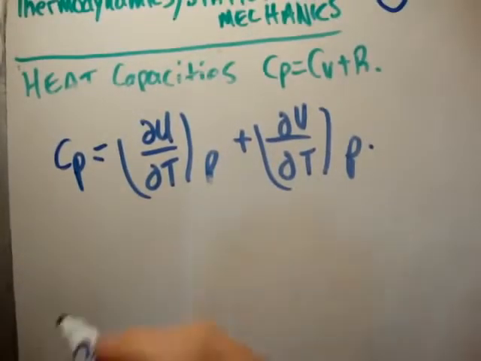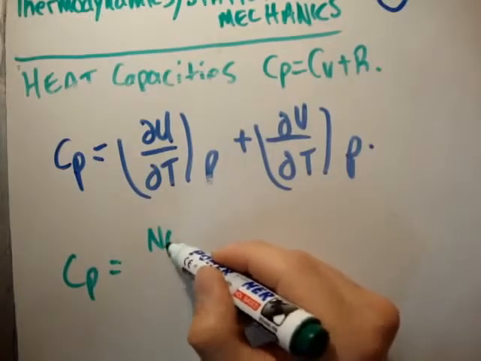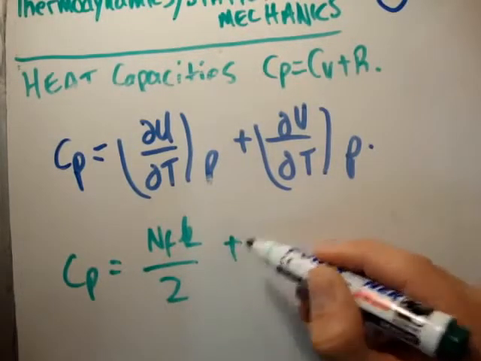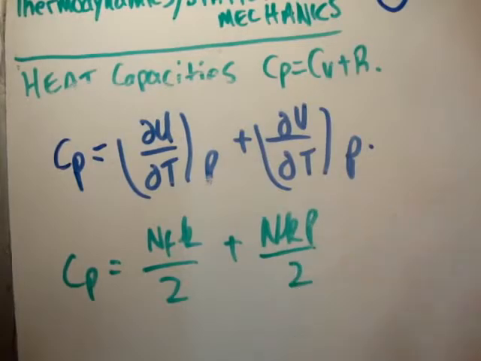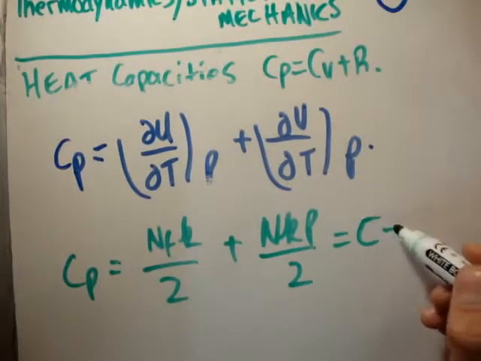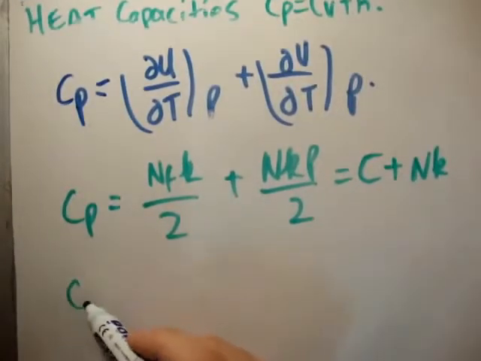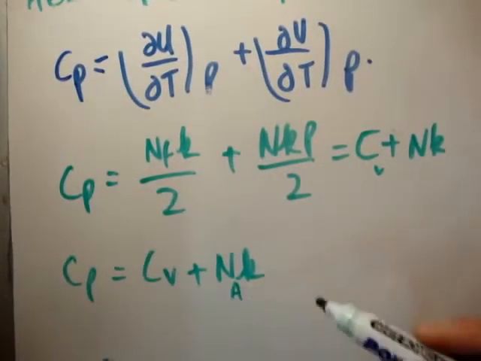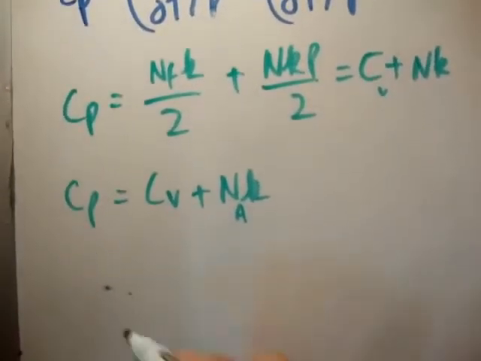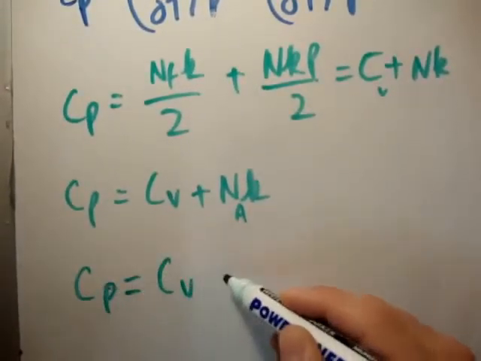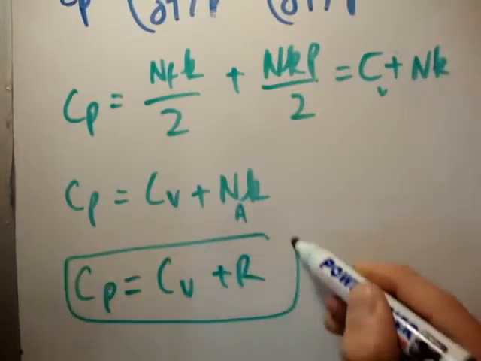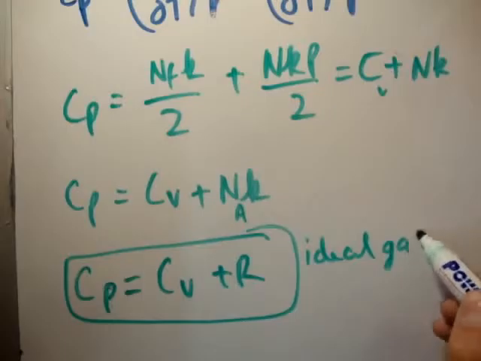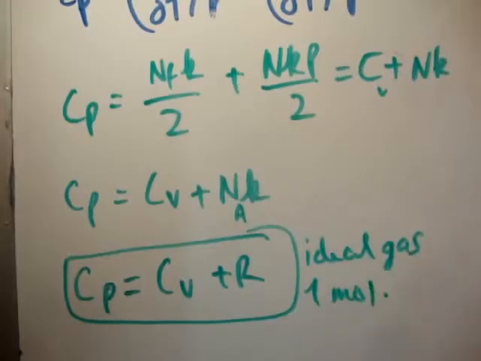So we're going to get that Cp is equal to NFk over 2 plus NK, which is equal to CV plus NK. Or the heat capacity at constant pressure is equal to the heat capacity at constant volume plus N times K. And if you're talking about a single mole, Cp is equal to CV plus R. And this is for 1 mole of an ideal gas. And I know I picked it up there, but I'm actually running out of time.